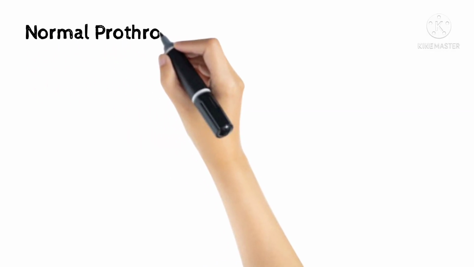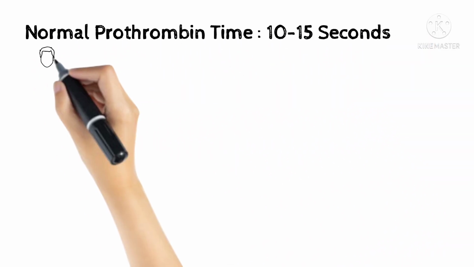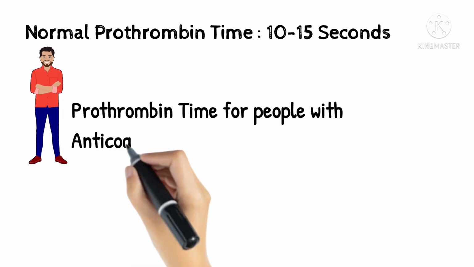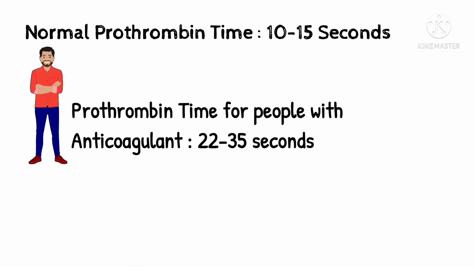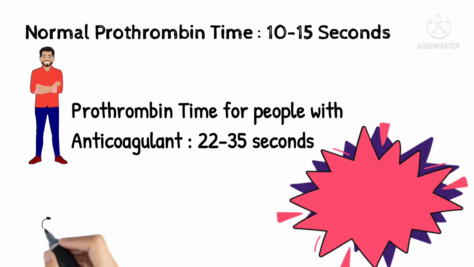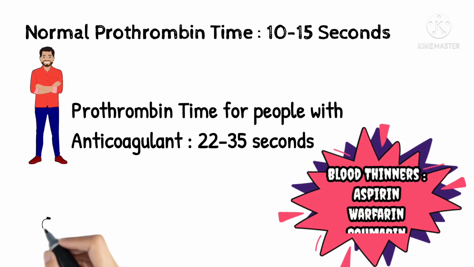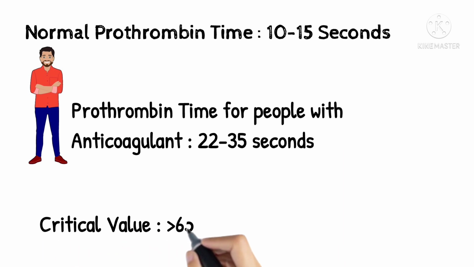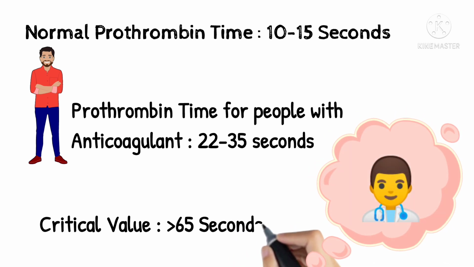In normal healthy individuals, the prothrombin time varies from 10 to 15 seconds, whereas in people taking anticoagulant medicines or blood thinning medications, the normal prothrombin time is 22 to 35 seconds. And if the prothrombin time is greater than 60 seconds, then we consider it a critical value and these people should consult the doctor. Now we'll see the INR.